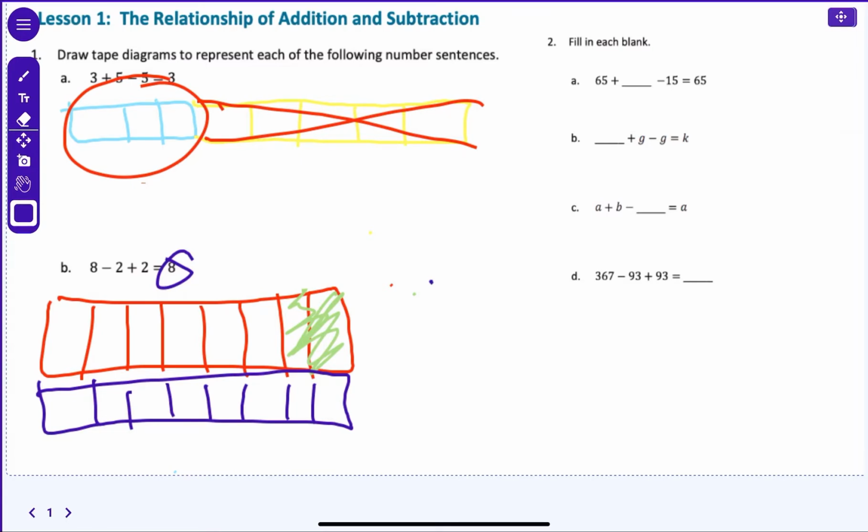65 plus a number minus 15 is equal to 65. So, I've started with 65, and I know I'm going to subtract 15, but I need to end up with 65 again. So what am I going to add? 15.